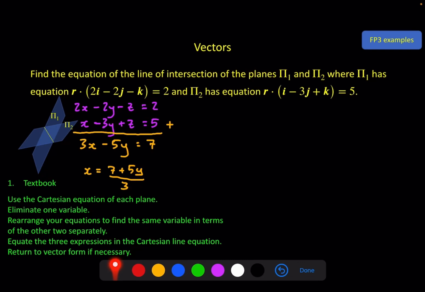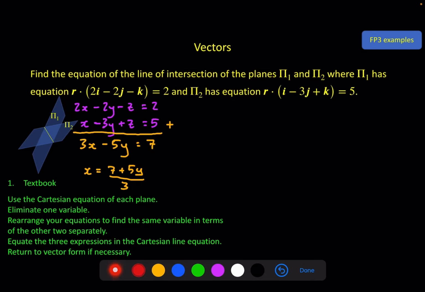But I need to put that to one side now and find another equation that connects this same variable that I've chosen with the other variable z. So that's what I mean here. Rearrange your equations to find the same variable, the one that we're going to choose, in this case, I've chosen x, in terms of the other two separately. So I mean find two separate equations, one that connects x with y and one that connects x with z.